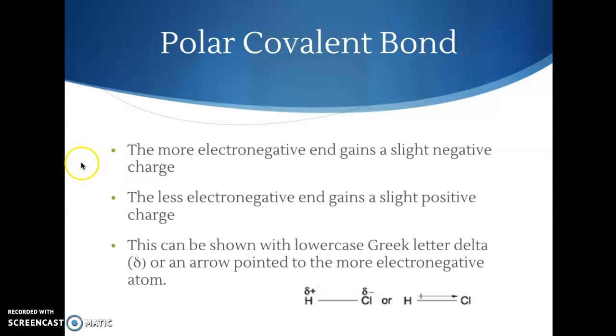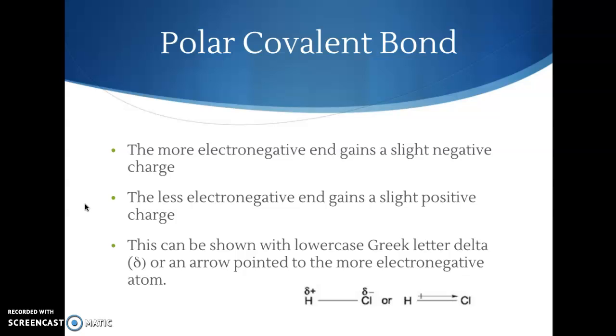And what that means is that the more electronegative end is going to gain a slight negative charge. That means the more electronegative end is going to have a stronger pull on the shared pair of electrons. And electrons are negative, so the negative charge is going to be more towards the more electronegative atom that's in that bond. The less electronegative end is going to gain a slight positive charge because they have less of a share of the electrons.